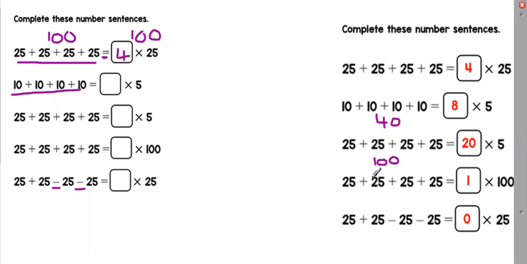This one, 25 add 25 add 25 add 25, also equals 100. So what do I multiply 100 by to get 100? I multiply it by 1. And this one, 25 add 25 is 50, minus 25 is 25, minus 25 is 0. So I want the answer 0. So I multiply 25 by 0 to get 0. Well done if you got that one correct.